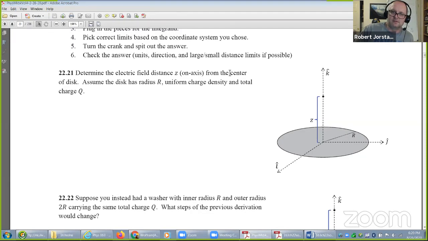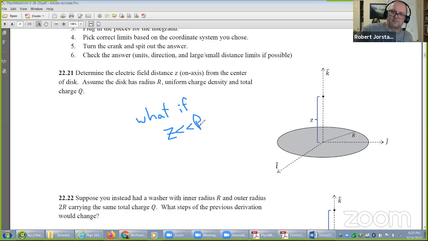So here's another question for you. What if z is much, much less than capital R? If you use a really big piece of metal and charge it up, or a really big piece of plastic, whatever, or if you use a small piece and you're just extremely close to it, like a millimeter above a standard piece of paper that's been charged, z is much, much less than R. This is an infinitely large plate.